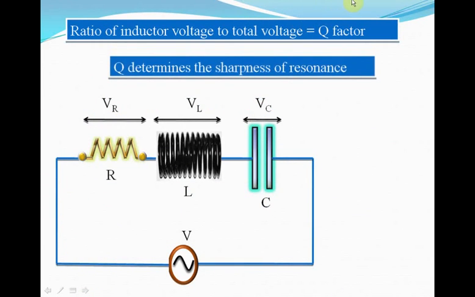It determines also the sharpness of the resonance. If the quality factor is high, that means the resonance is very, very sharp. Now you don't need to go into the details of what exactly sharp resonance means, but basically the overall idea is that the inductive reactance divided by the resistance gives you the quality factor. And the more the inductive reactance in comparison to the resistance, the sharper the resonance.